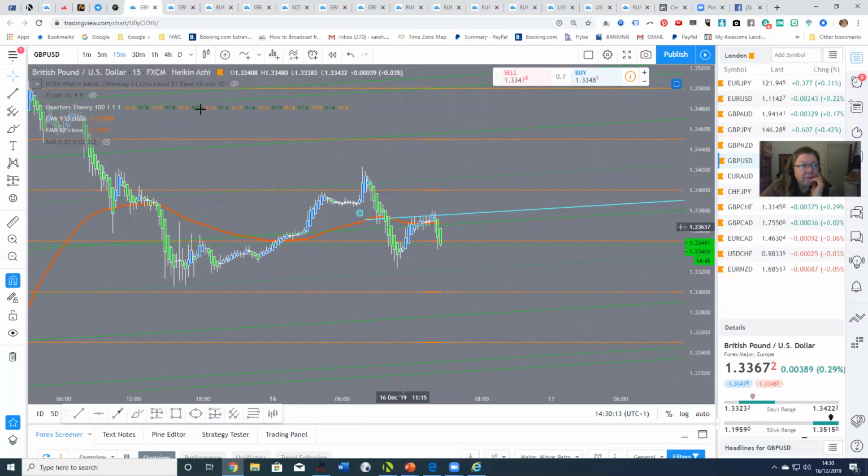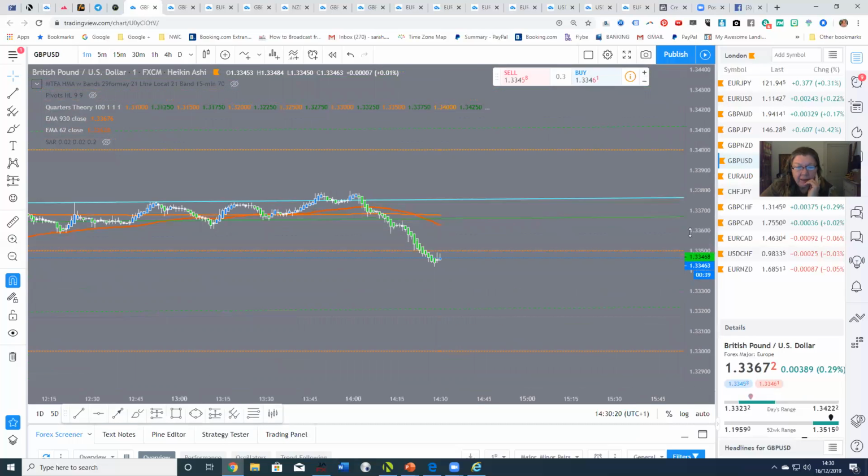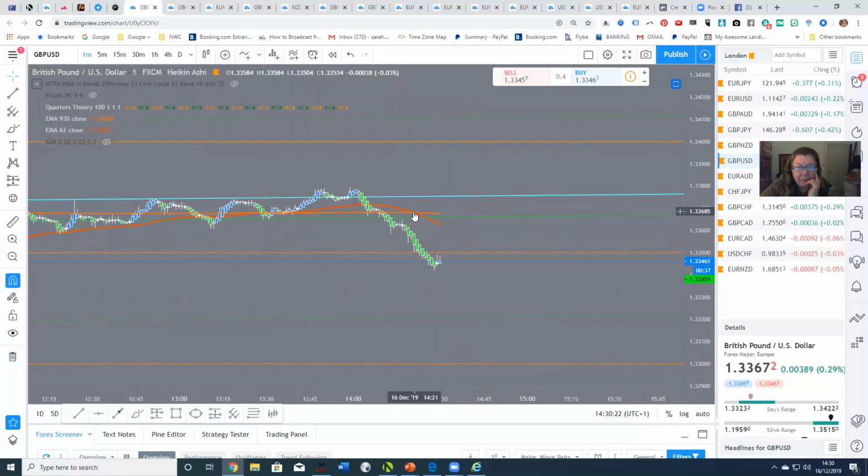So at the moment, I'm going to go down. Let me just go down to my 1 minute to get my own bearings, see what's happening on the harmonic scanner. Now, I quite like the look of that because the 62 has now crossed the 15-minute.